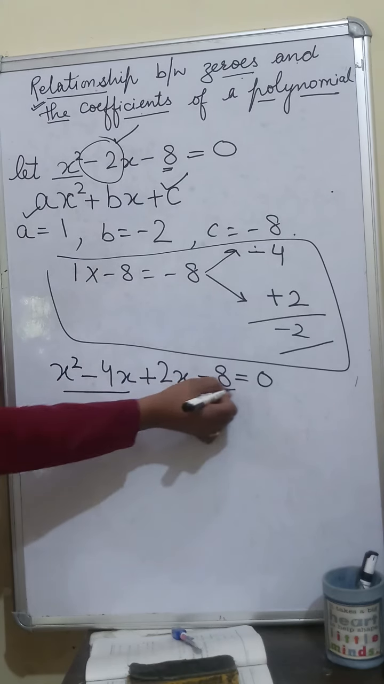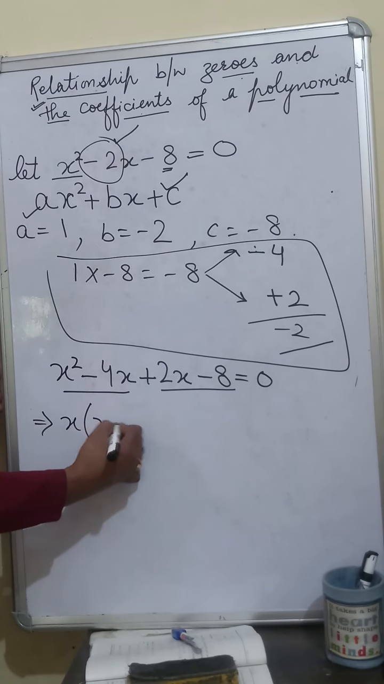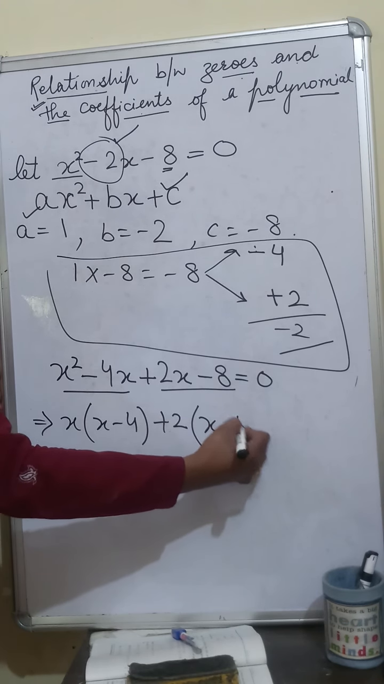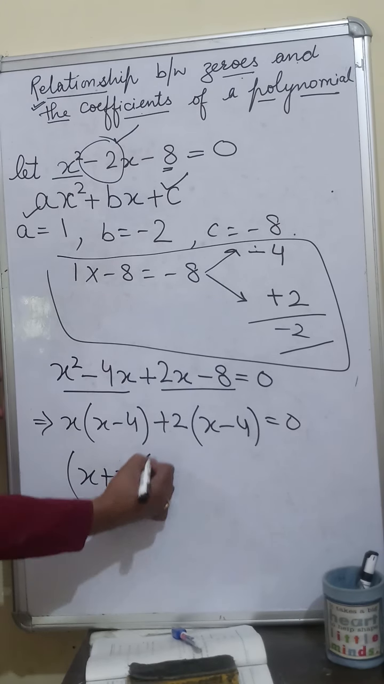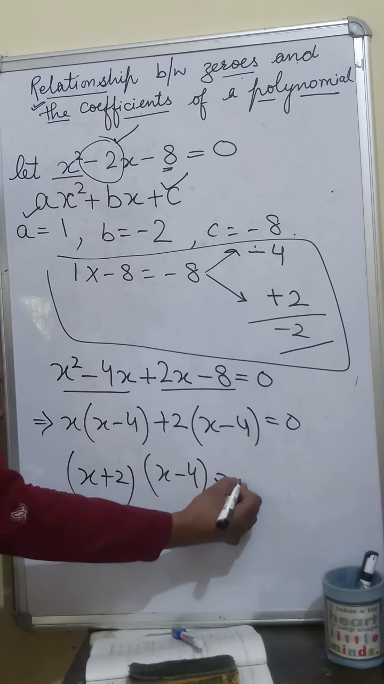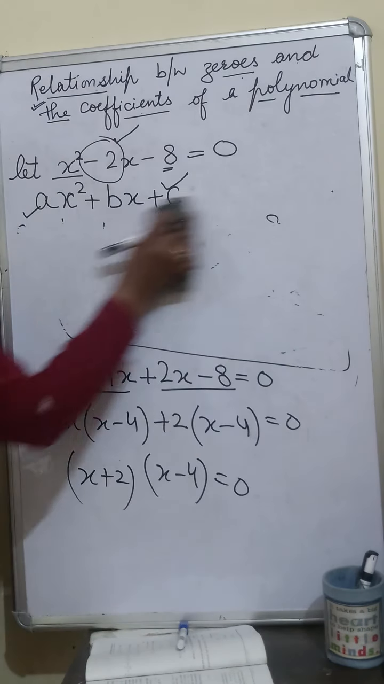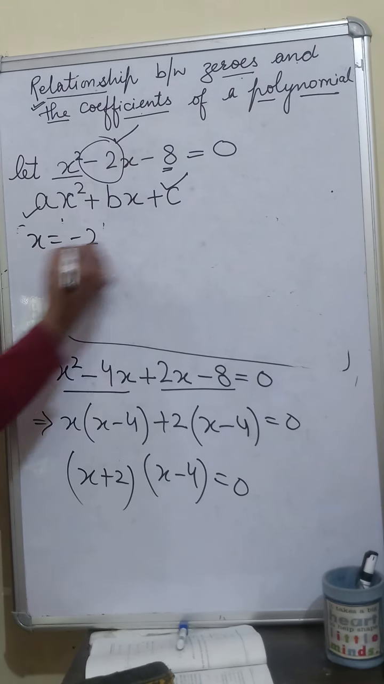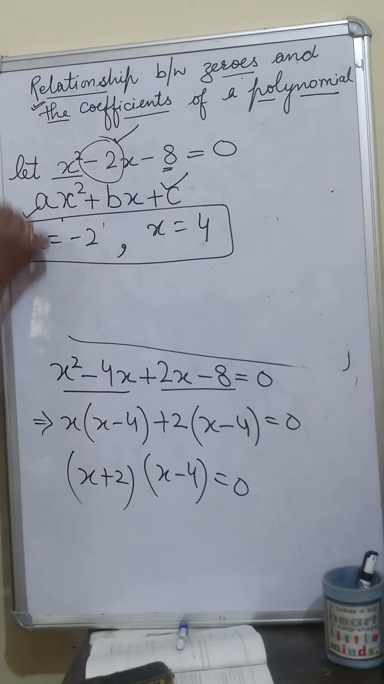So take common from these two. What do I get here? x common, x minus 4; plus 2 common, x minus 4. And now the factors are x plus 2, x minus 4, and now I will get the zeros from here. And what will be the zeros? x equals to minus 2 and x equals to 4. So these two are the zeros of the polynomial.